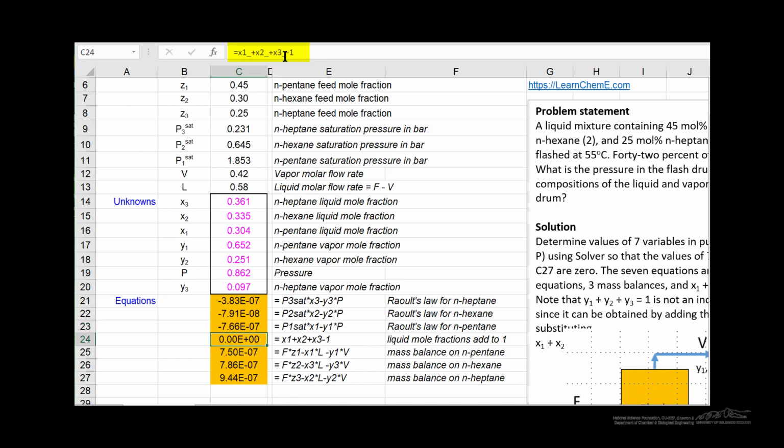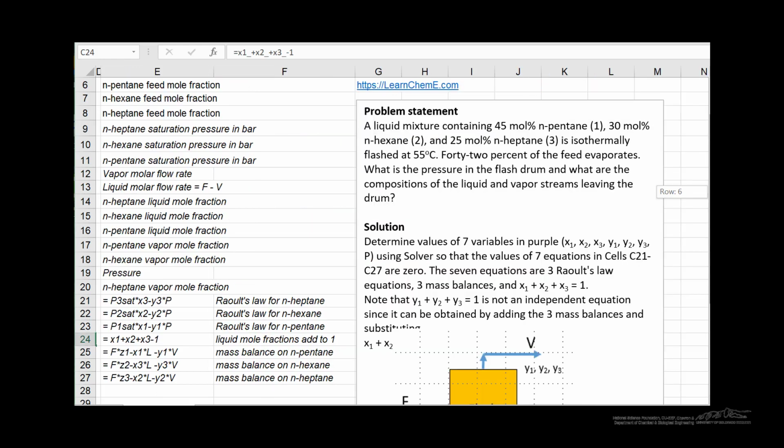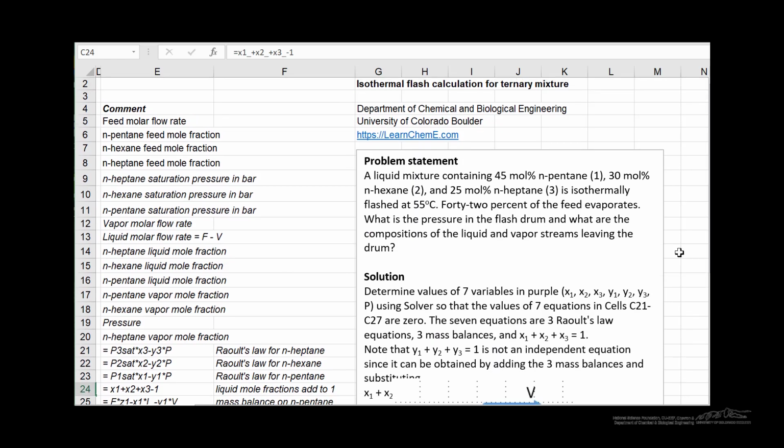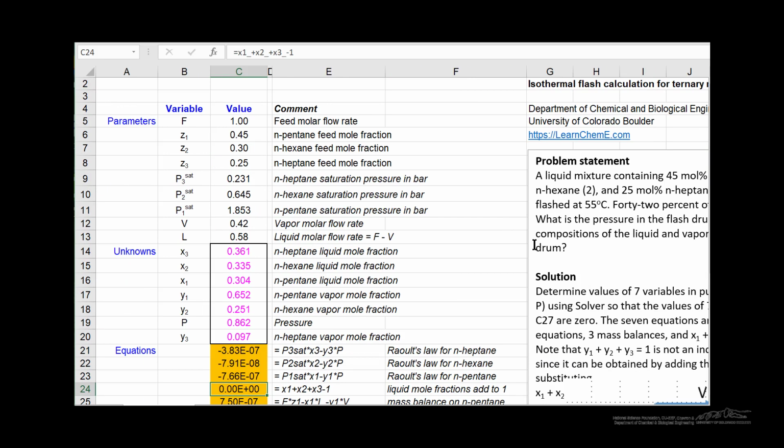X1 plus X2 plus X3 minus 1 should equal 0. And then on the right side, we have the problem statement as well as an explanation of the approach to the solution. And what we're interested in is looking at how we've used solver, and the values, of course, have already been put into solver.